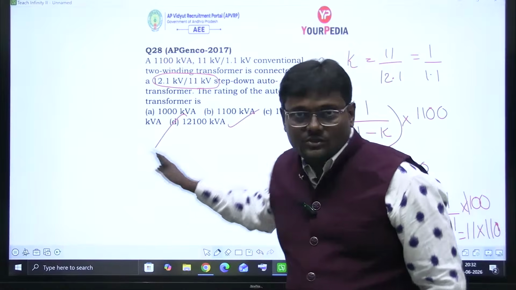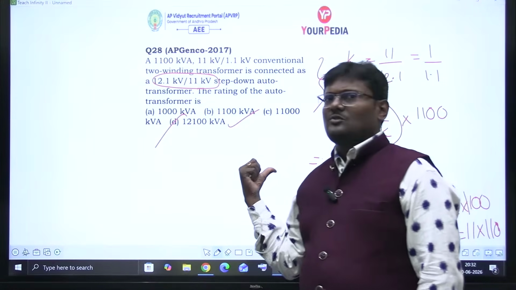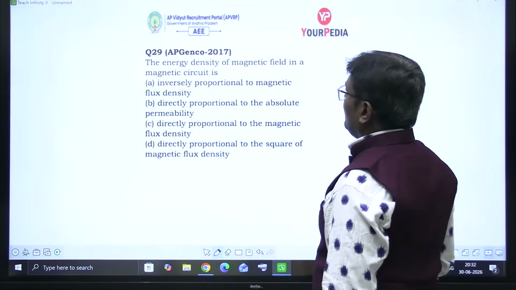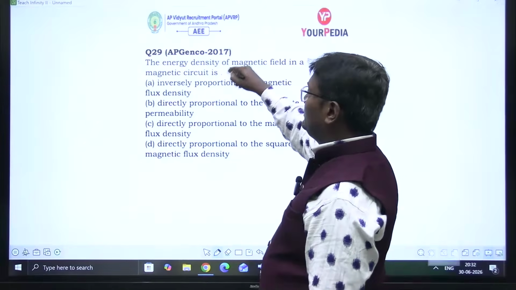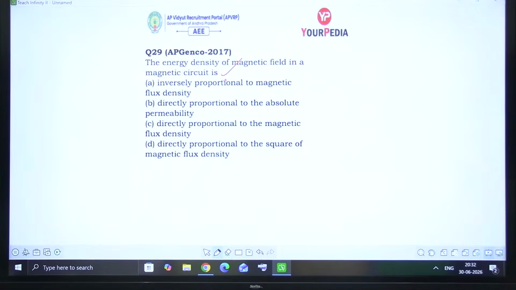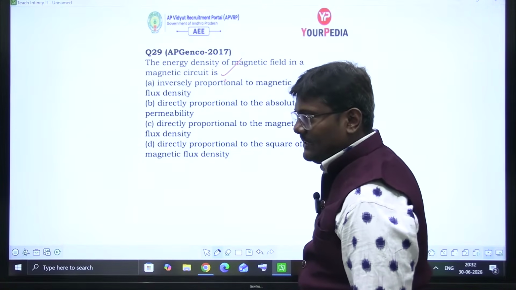The formula won't change. So see here, how many questions are there in auto transformers? Right, so this is a logical question. Think and tell me. If you give the answer, okay.